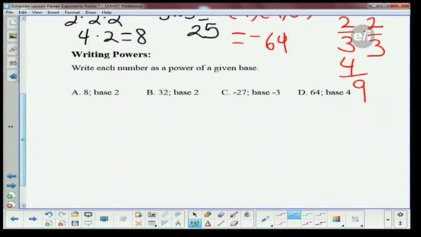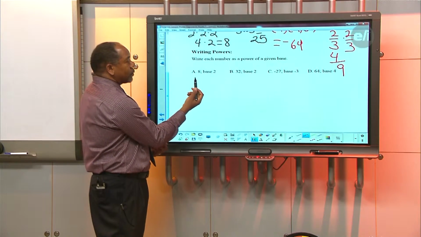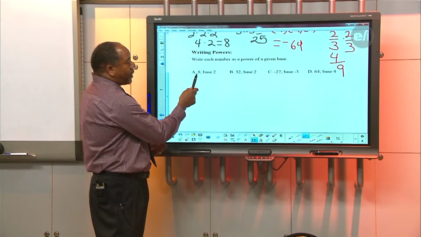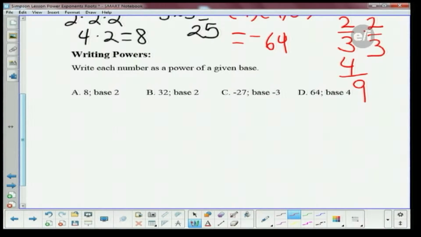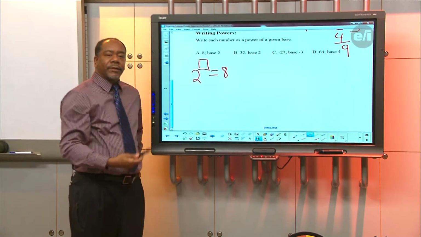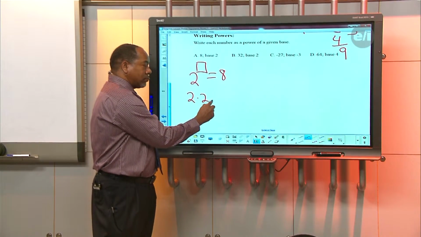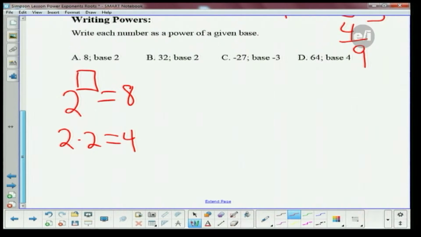A couple more trickier problems for you. In these, they give me a power and a base. I know my answer is 8. I know my base is 2. What I want to figure out is, what is the power going to be? How many times do I have to multiply 2 to get 8? Let's take a look. 2 times 2 is 4. 4 times another 2 is 8.